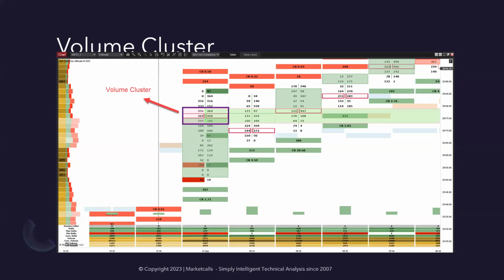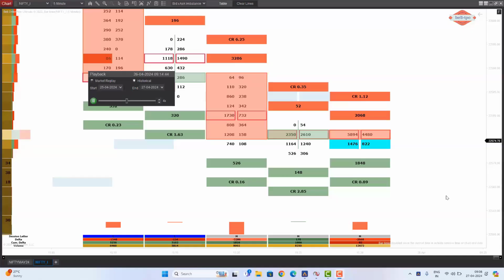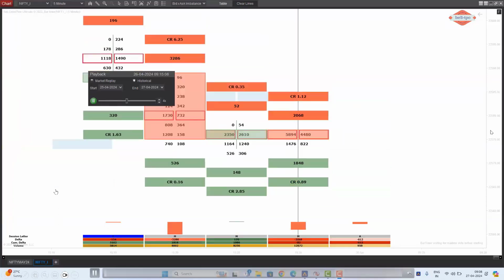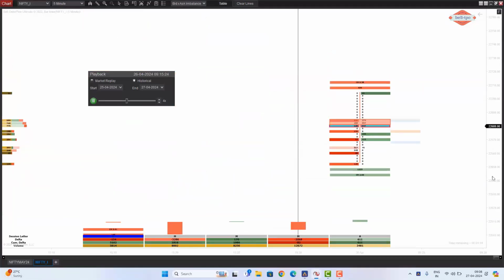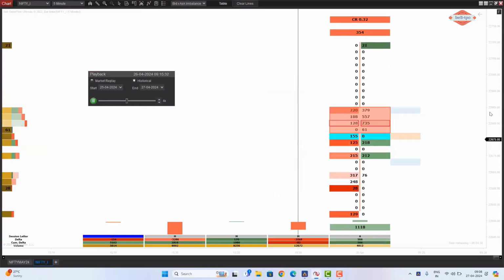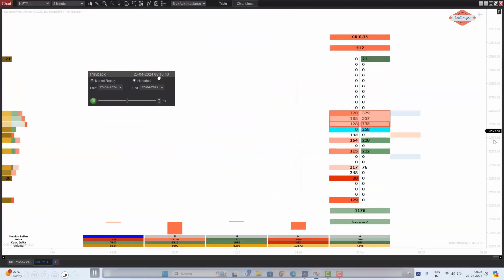I'm going to show you right now how the volume cluster happened last Friday. So what I'm going to do now is show you last Friday's price action. Here I'm making a replay of last Friday's price action. Initially, I'm running at 4 times the speed. You can see that the market opened at 9:15, and you can see the market timing over here and how much time the market activity is running. So I'm running at 4 times speed.